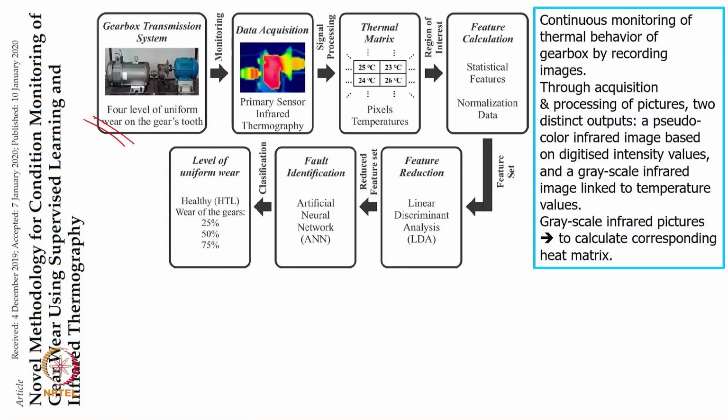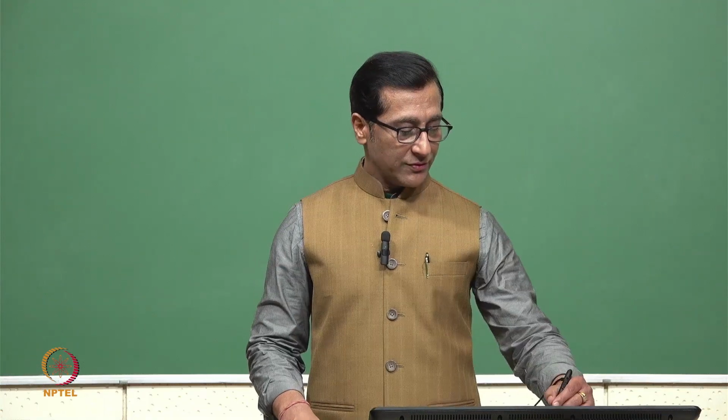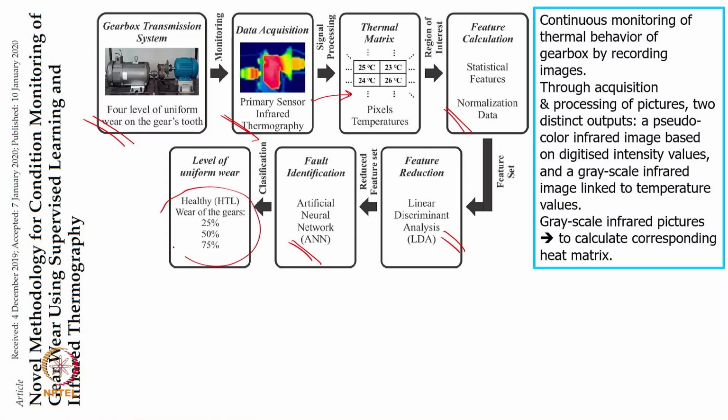So this is the setup they used, and they captured these thermal images. They try to convert the thermal images into a thermal matrix to give the results to us, and then based on that they use some sort of normalization. They use LDA, it's like PCA, principal component analysis, which we already use. They have used linear discriminant analysis to reduce the dimensions and come up with the right or useful features. After that they use ANN and then figure out finally whether it can be classified as a healthy gear, 25% failure, 50% failure, or 75% failure.